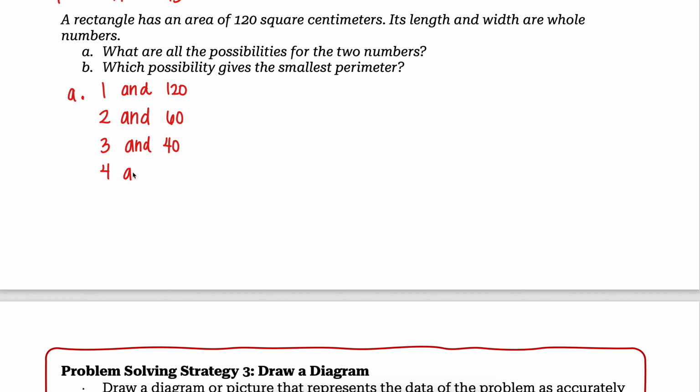Or 4 and 30. Or 5 and 24. Or you can have 6 and 20. Almost done. You could then have 8 and 15.